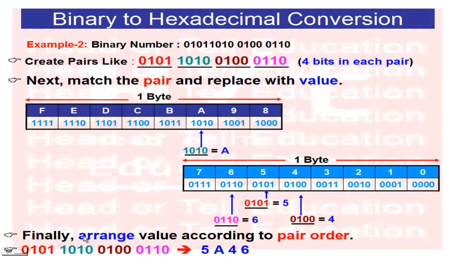So finally, arrange the values according to pair order. First 0101 is equal to 5, then 1010 is equal to A, next 0100 equals 4, and 0110 equals 6. So the hexadecimal value of this binary number is 5A46.